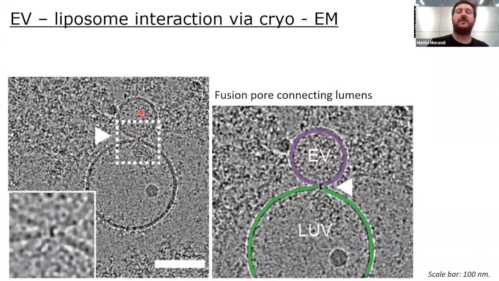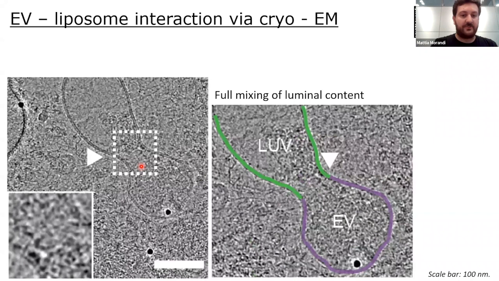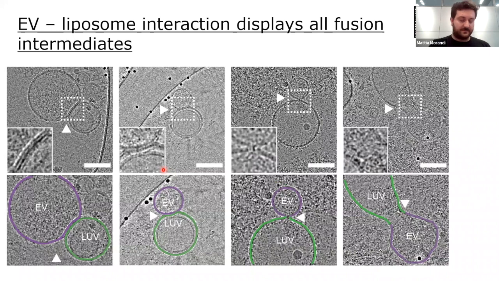Now this will be proper cargo delivery, so when the content can mix with each other. And this finally results in what we call a post-fusion or an expanded pore intermediate, where now basically it will be difficult to distinguish the two vesicles from each other, with just one continuum. And so this is a bit of the array of all the possible interactions that we have.